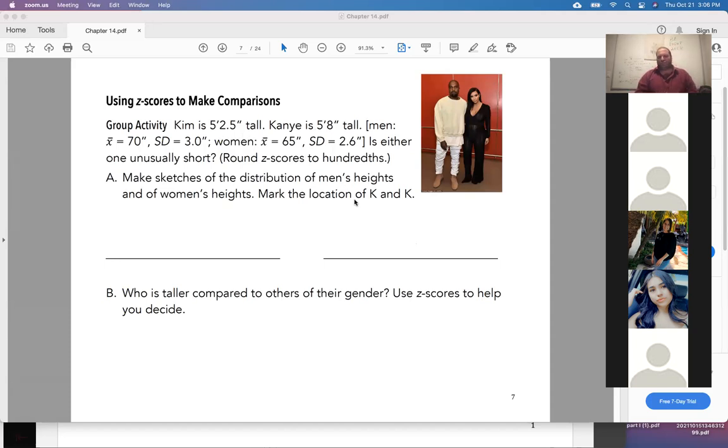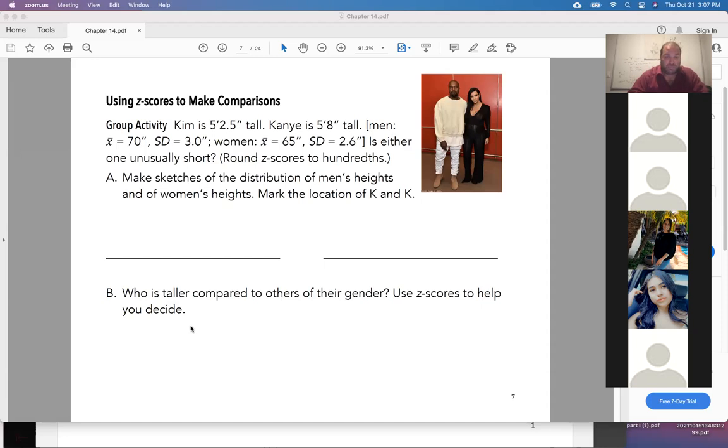Are either of those two unusually short? To answer a question like that, you obviously wouldn't say a woman is short when you compare her to men, because their distributions are different. So if I was asking, is Kanye short, I'd be comparing him to men. If I ask, is Kim short, I'd be comparing her to women. So let's see which one is taller when you look at their gender.